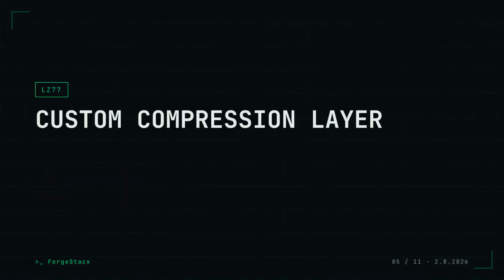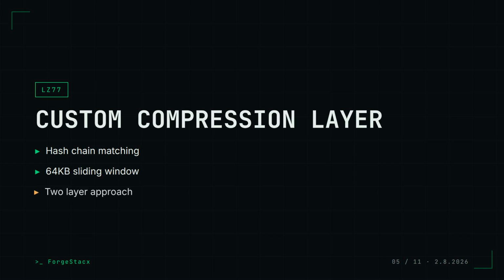The compression layer uses a custom implementation of LZ77 with hash chain matching and a 64 kilobyte sliding window. The compression runs first, then the VM encryption goes on top of the compressed data. This two-layer approach means that any patterns in the original data get hidden by the compression before the encryption adds another layer of obfuscation. The developer included a compression graph in the README showing the data flow through the pipeline.